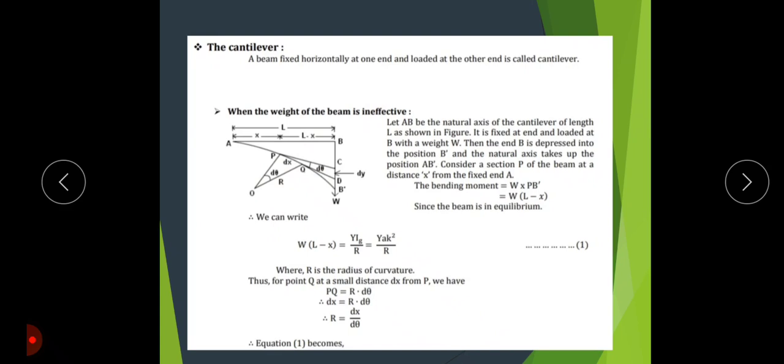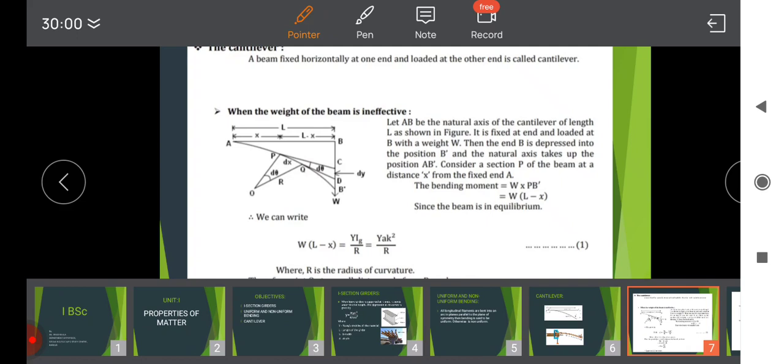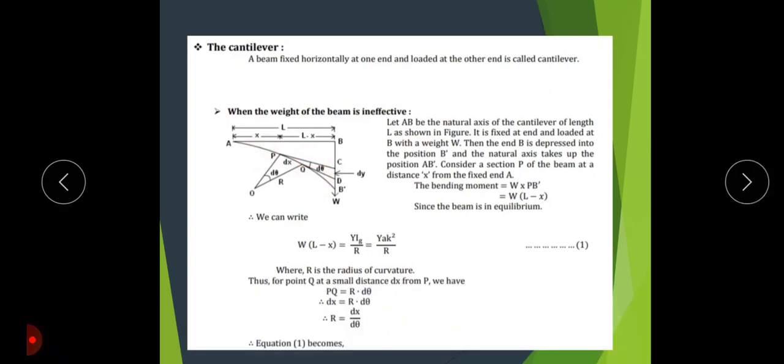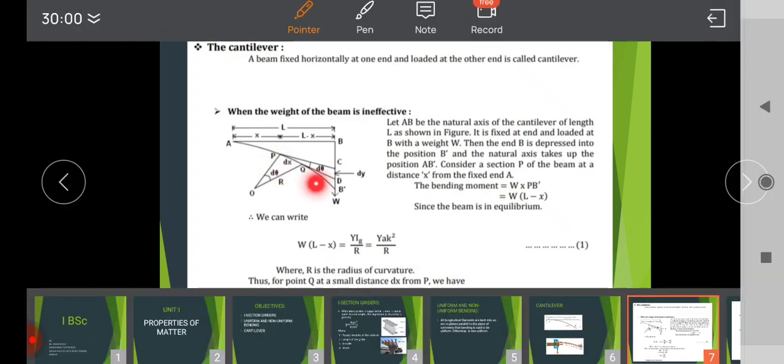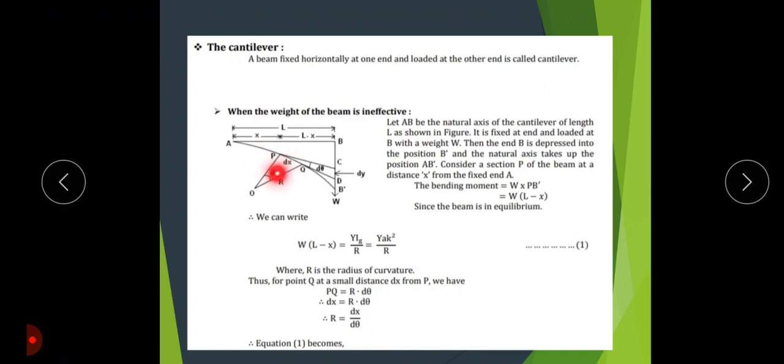Next, let us consider a point Q which is at a small distance dx from a point P. It is practically the same as at P, so the arc PQ can be taken as the radius times the angle made by the arc PQ. So arc PQ is equal to the radius of curvature r times the angle made by the arc, which is taken as dθ.